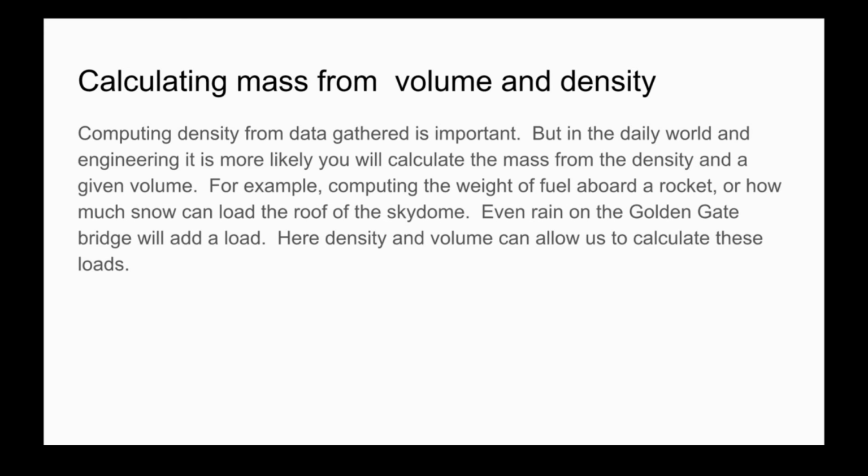For example, you might want to compute the weight of fuel aboard a rocket, or how much snow can load on the roof of the Sky Dome. When you go, we see 5 centimeters of snow today, how much is that actually putting as a load on the roof? Even rain on the Golden Gate Bridge will add a load weight. So density and volume can allow us to calculate these kinds of things.